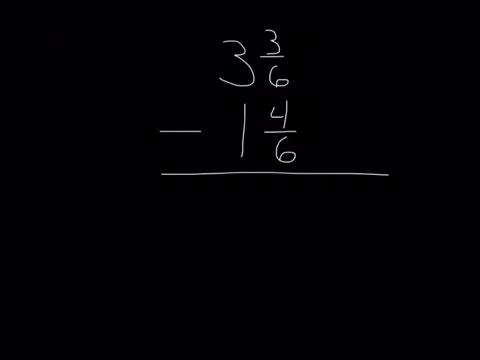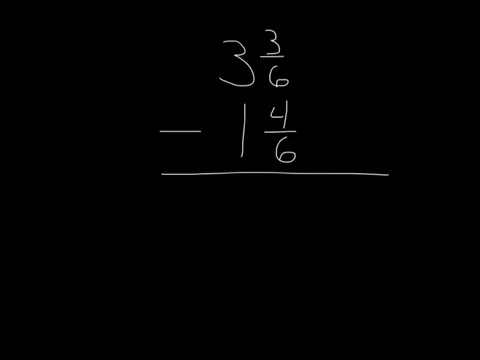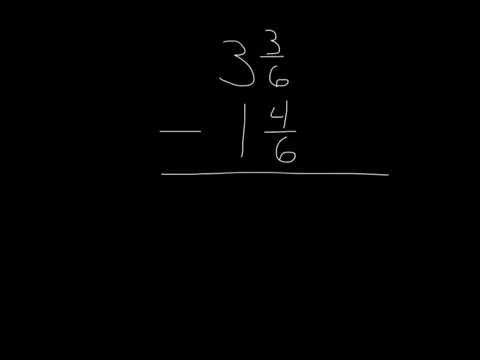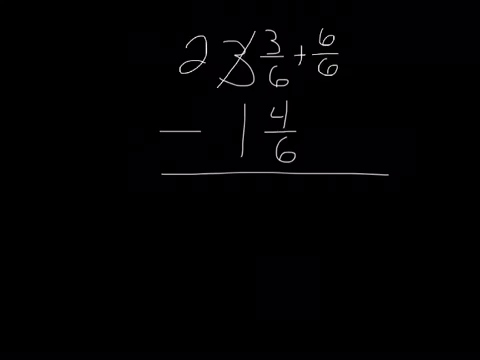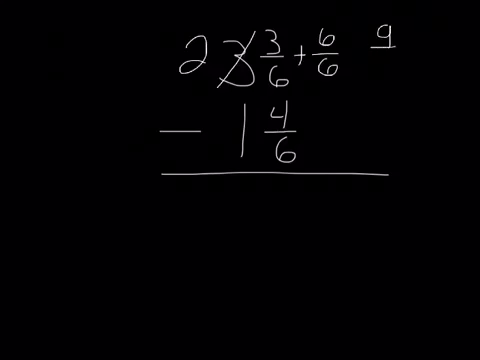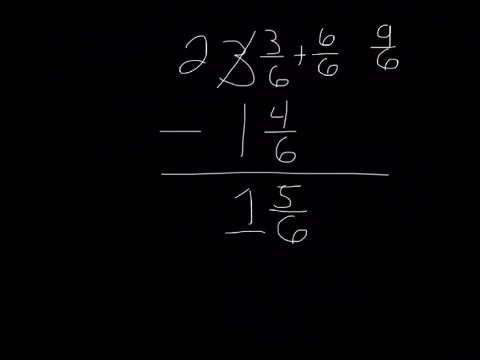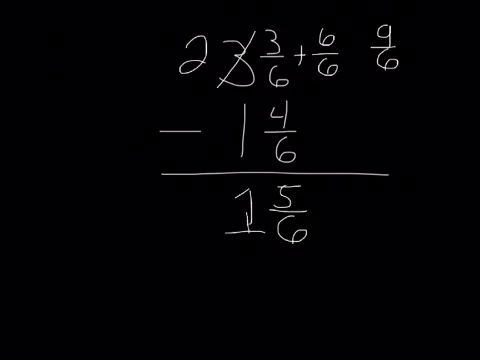Okay, you should have done something like this. You should have realized that you cannot take away 4 from 3, so you borrow, and I'm going to add it as 6 over 6, because that's the same as one whole, and I get 9 over 6. 9 take away 4 is 5. My denominator stays the same. 2 take away 1 is 1. So your answer should be 1 and 5/6, and that is in simplest form.